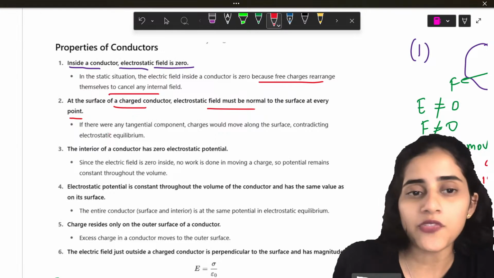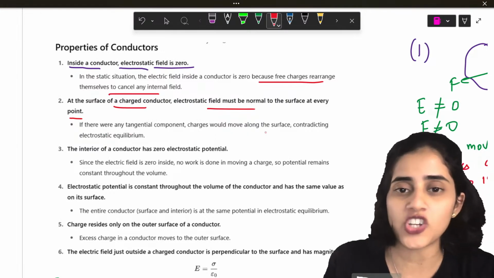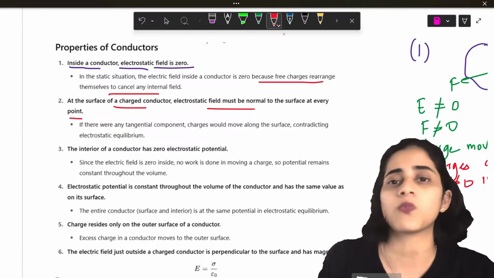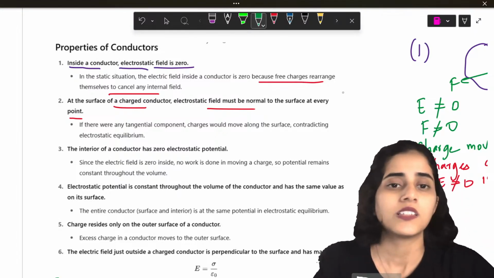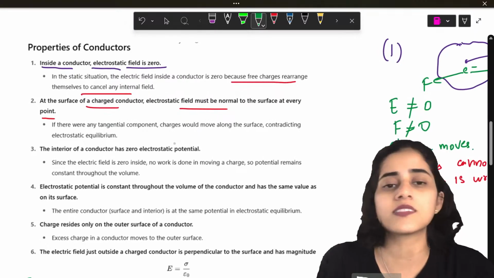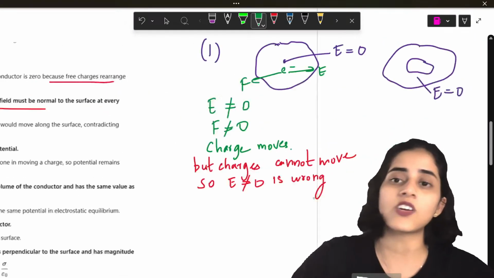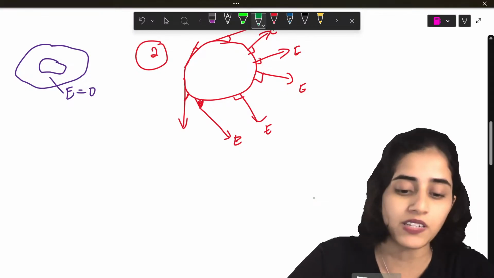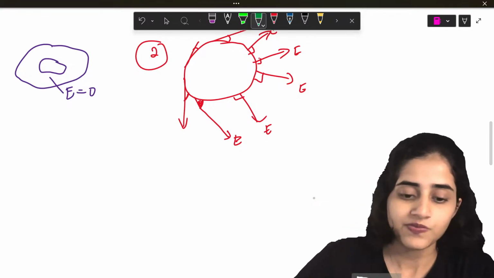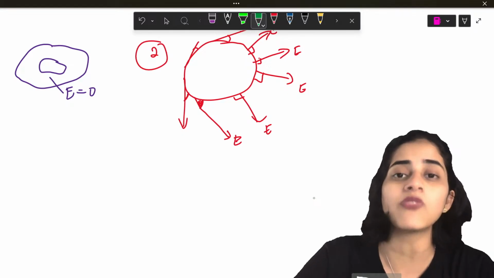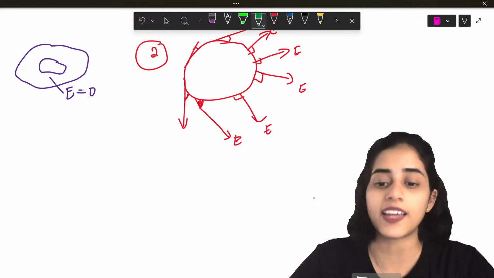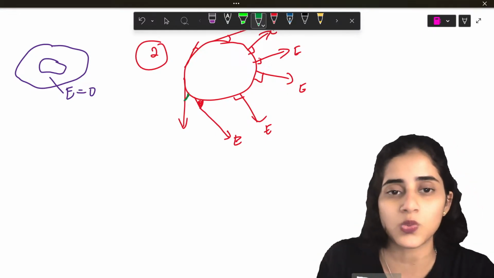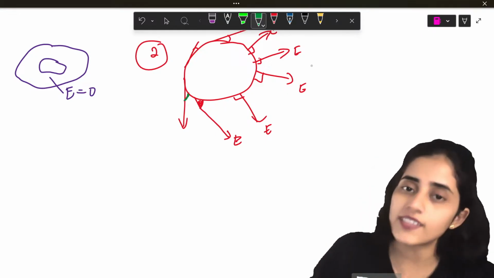Now, if there were any tangential components, charges would move along the surface, contradicting electrostatic equilibrium. What does that mean? This is telling you a contradictory proof. Now, some of you might be wondering what happens if the electrostatic field lines are not perpendicular, like this. What happens in that case? So let's look at that.